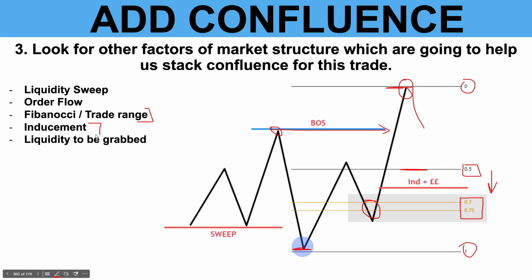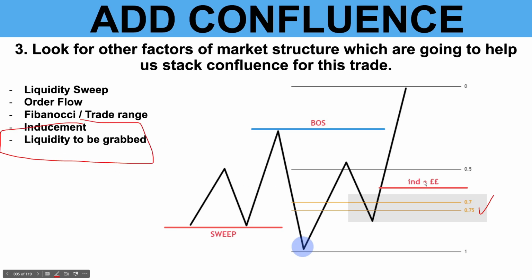Another thing we can look out for is inducement. This is when we have a zone. So let's just say we have a demand zone here where the golden levels are. If I just erase everything, we have this zone where this tick is. Just above this zone, we should see a level of inducement or liquidity to be grabbed. So these go hand in hand with each other. What is inducement and what is liquidity to be grabbed?